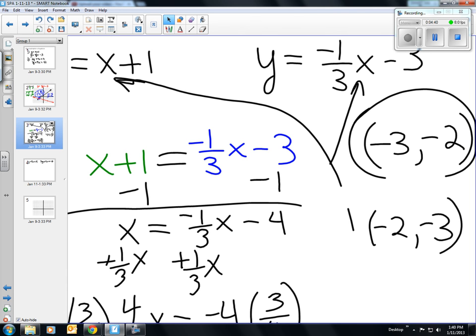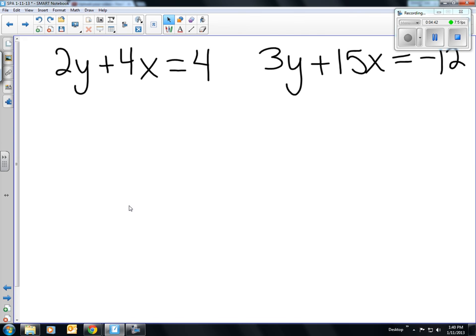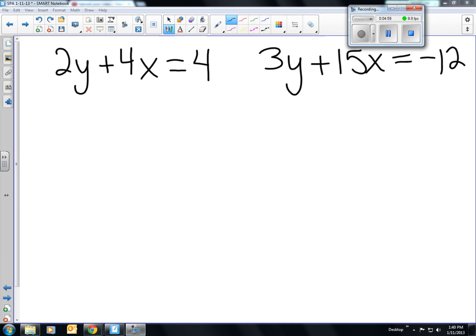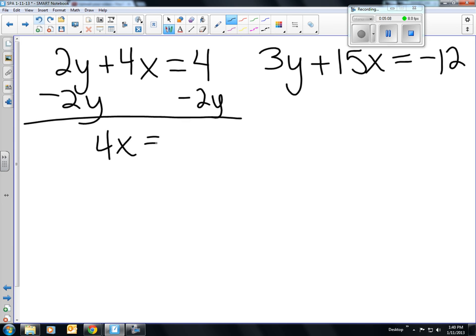Let's look at the other system of equations we were given. Here we're going to use substitution. The idea of substitution is you want to get one of the variables by itself so that you can substitute that in for the other equation. So here, I'm just going to choose that we're going to get x by itself in this equation here. To start that, we would subtract 2y from both sides and say 4x equals 4 minus 2y, and then divide everything by 4.